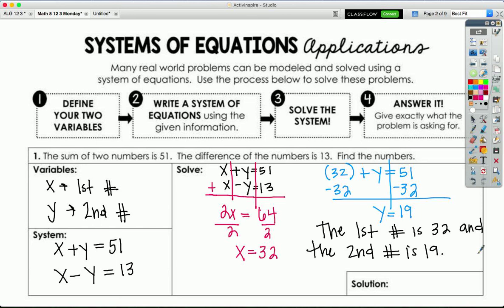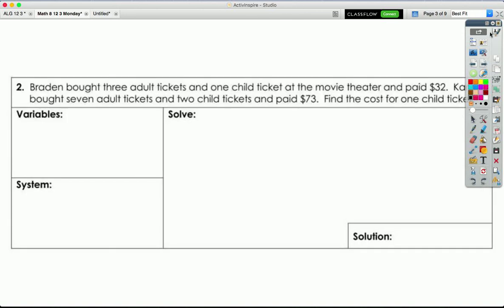All right, anybody still need a second? We're good? Okay. All right, let's take a look at our next example.